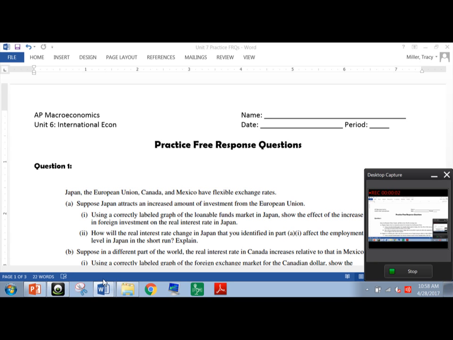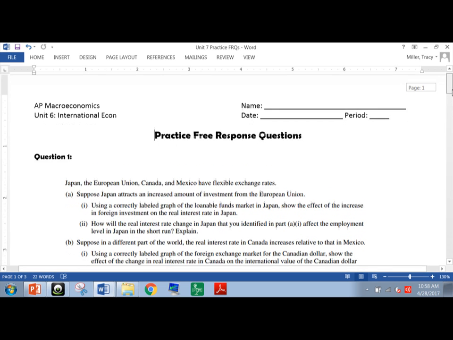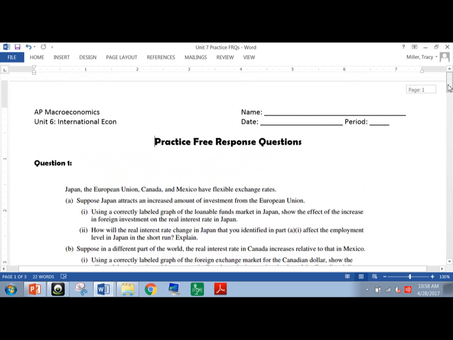Hello, everybody. This is a video to help you go over some of the practice free response questions about foreign exchange that we are doing in class. So I'm going to jump to questions 2 and 3 because we all were able to do question 1 and go over it in class together. So this is just what the handout looks like.